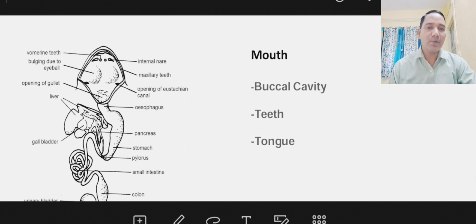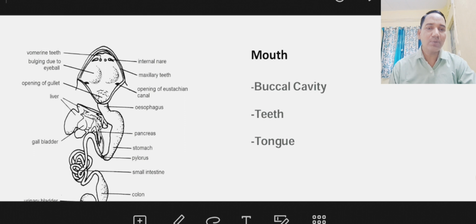Buccal cavity. The mouth opens into the buccal cavity, which is wide, large and shallow. It has a ciliated columnar epithelium lining, which has mucus glands, and these glands secrete mucus, which adds lubrication to the food. The frog doesn't have salivary glands.